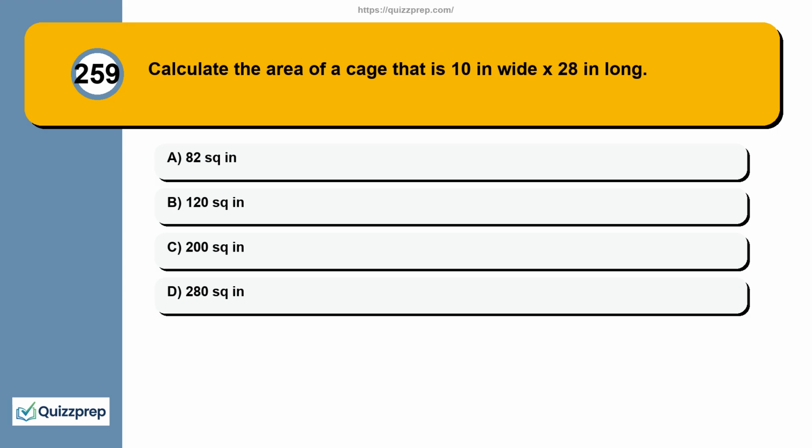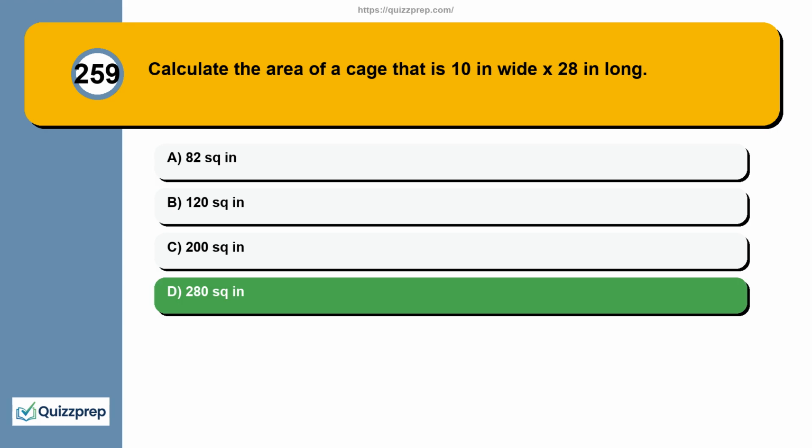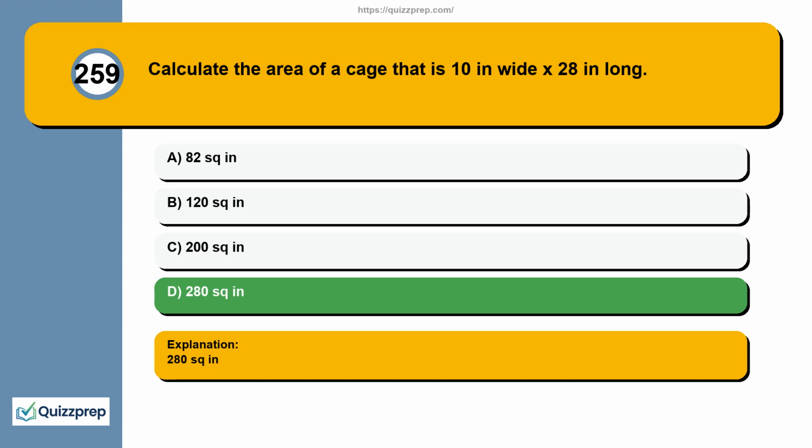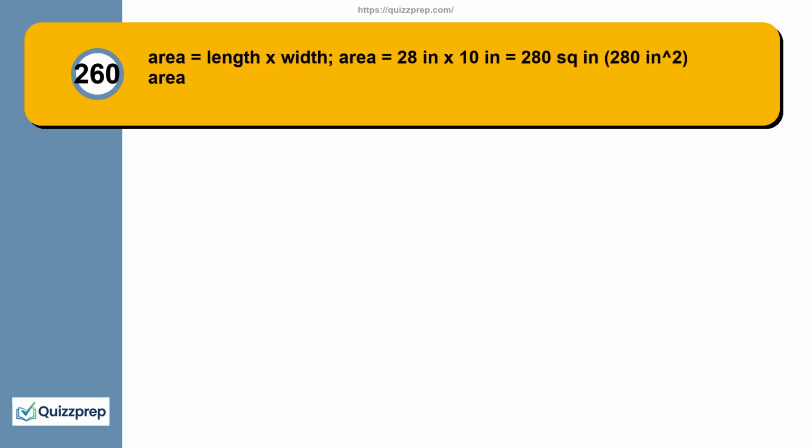Option A, 82 sq in. Option B, 120 sq in. Option C, 200 sq in. Option D, 280 sq in. The correct answer is option D, 280 sq in. Question 260. Area equals length x width. Area equals 28 in x 10 in, which equals 280 sq in. 280 in², area.